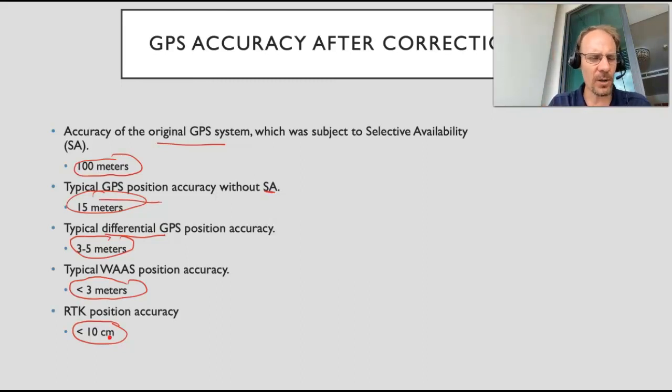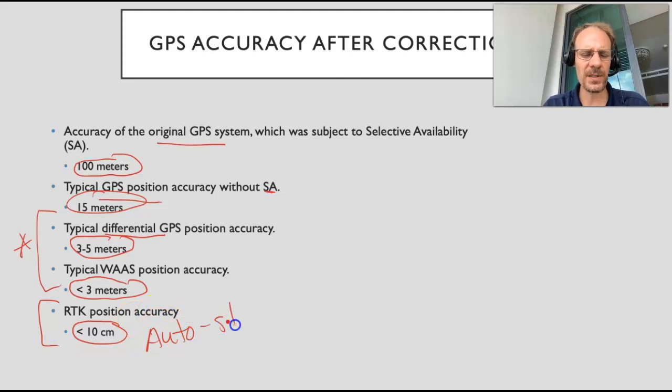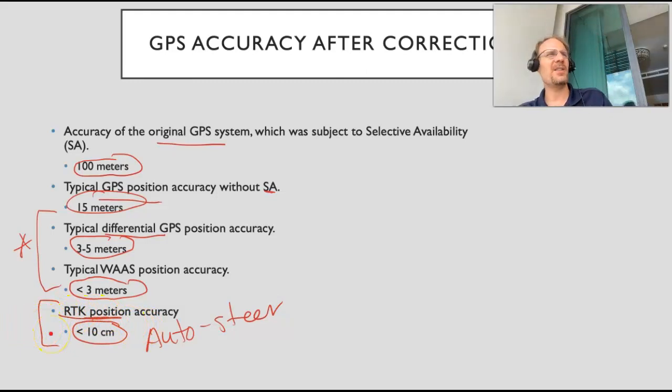And for some of our agricultural operations, these differential systems are very accurate. If we're using auto steer, tractors that drive themselves, then we need RTK. We need this accuracy for auto steer. So again, these systems are used in agriculture and work.